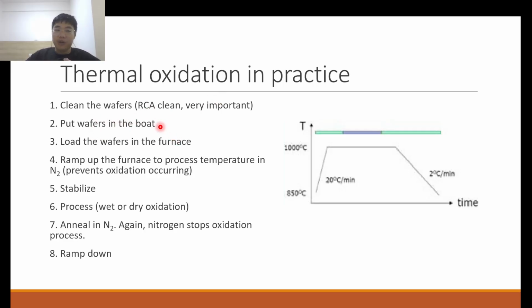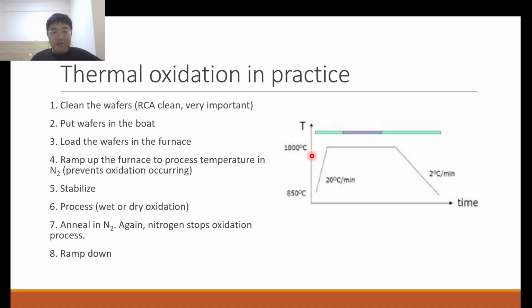Secondly, you have to put your wafers in the bowl, load it in the furnace, and when you ramp up the temperature, it's important that you ramp it up in the nitrogen environment because you don't want oxidation occurring at the intermediate temperatures you pass by when you're ramping up. Because oxidation at intermediate temperatures will result in incomplete oxidation that can result in interface states and trapped charges.